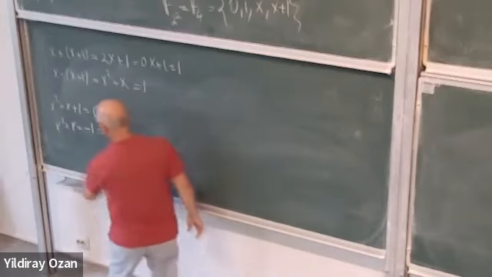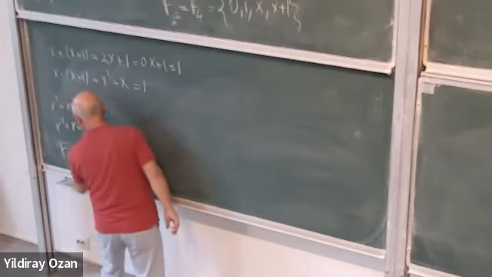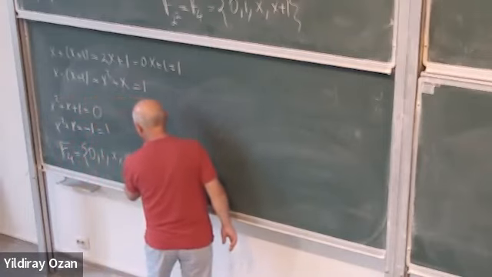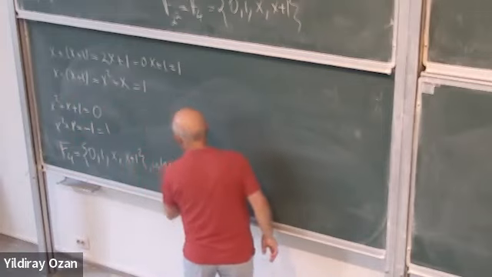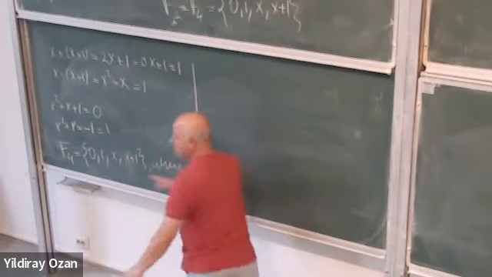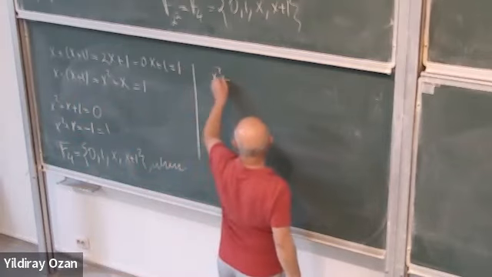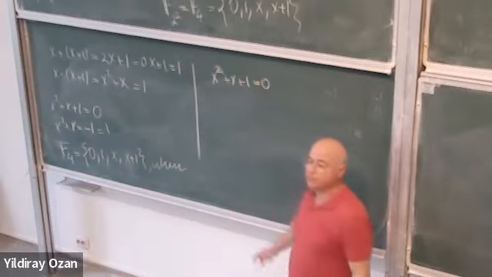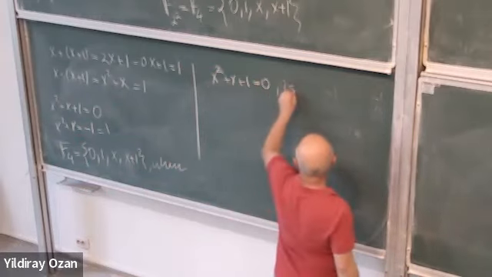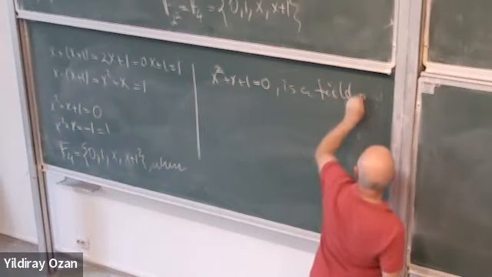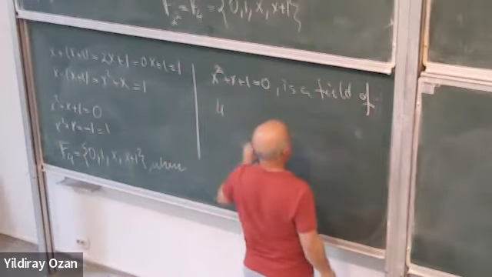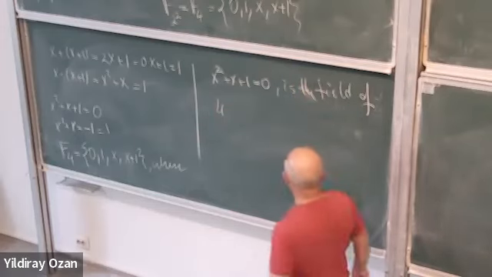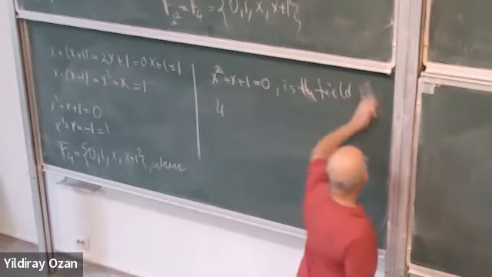So F4, which consists of four elements, 0, 1, x, and x plus 1, where x is a symbol satisfying this. Okay? X is a symbol satisfying this is a field of four elements. Actually, I should say not a field, the field with four elements.